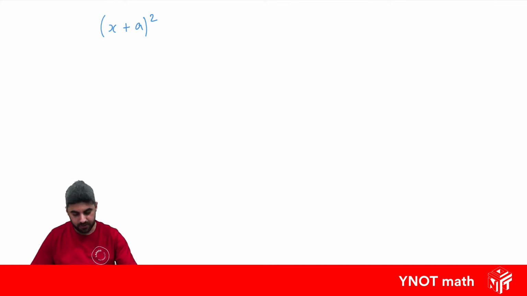How are we going to do that? Let's look at an example. So let's say we have x squared plus 6x plus 3 equals 0. The first thing we want to do is take the constant term to the other side. So we're going to minus 3 from both sides and get this.